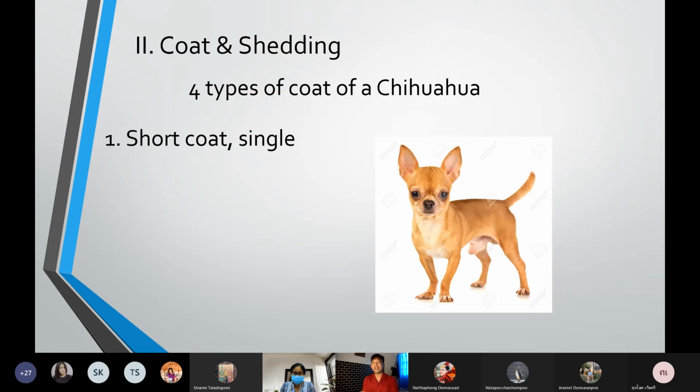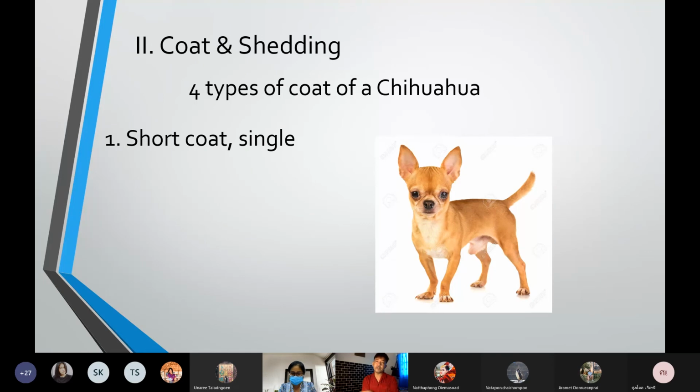The coat and shedding. The coat and shedding is what we call the fur or the hair of the dog. The shedding is how the dog's coat, the fur, is being changed. There are 4 types of coat of a Chihuahua. The first one, number 1, the short coat and the single shedding.